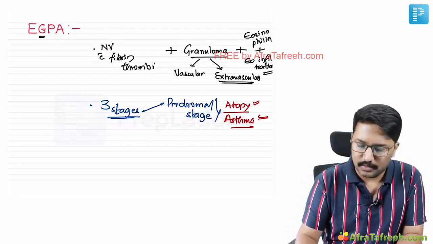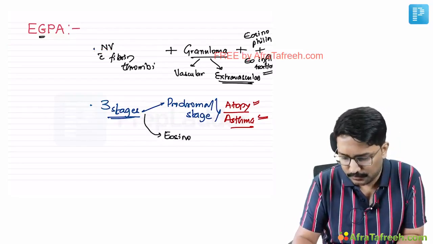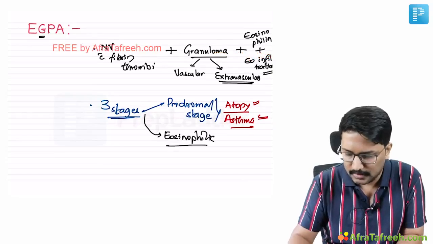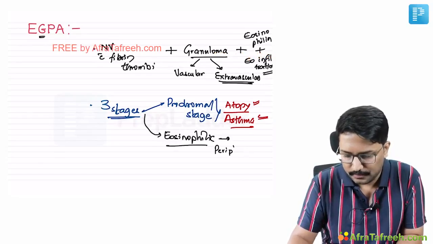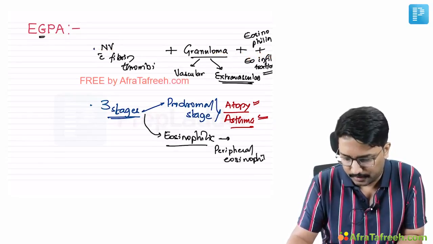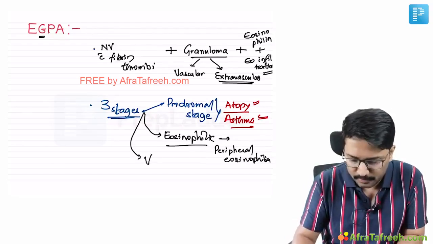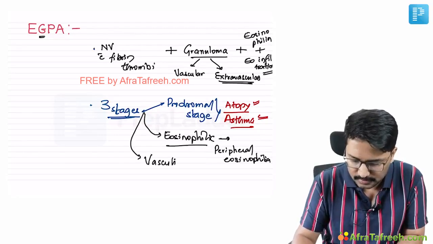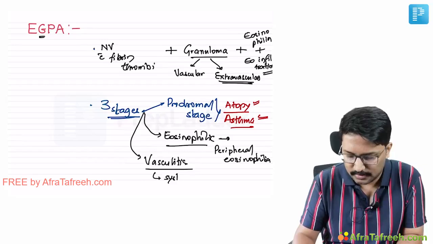From there, they go on to the next stage, which is the eosinophilic stage. In the eosinophilic stage, peripheral eosinophilia becomes the predominant finding. From there, patients move to the third stage, where vasculitis becomes manifest. At this point of time, there is systemic vasculitis.